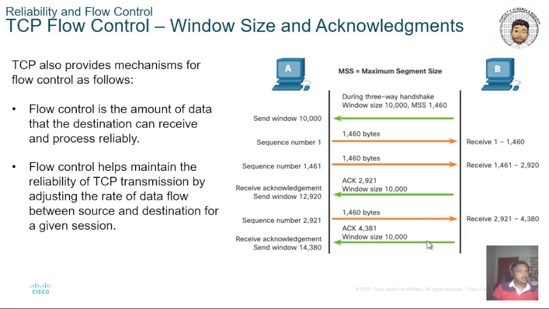And then we have TCP flow control, which is window size and acknowledgement. Flow control is the amount of data that the destination can receive and process reliably, and flow control helps maintain the reliability of TCP transmission by adjusting the rate of data flow between source and destination for a given session. It means that they request the size of flow so that they can receive all the data properly when the communication occurs.